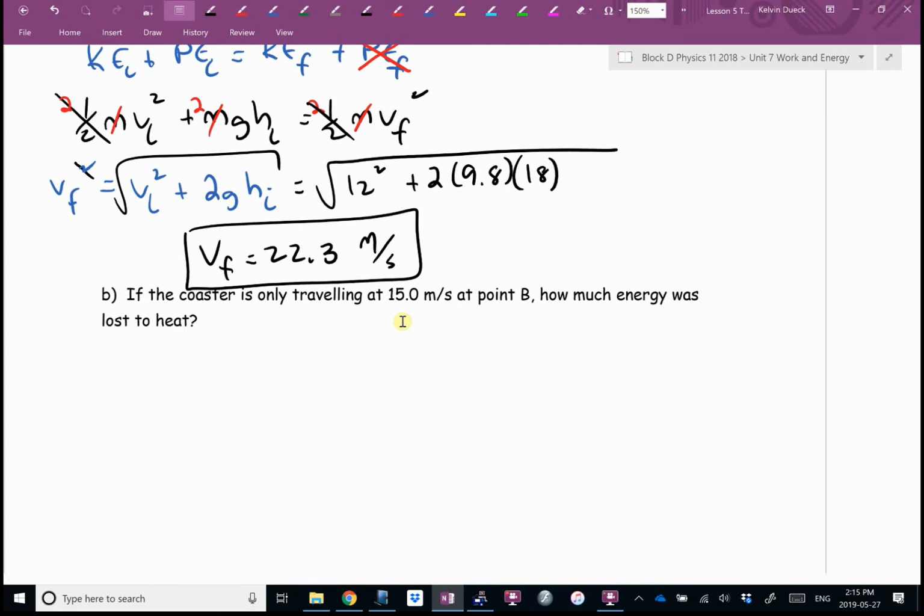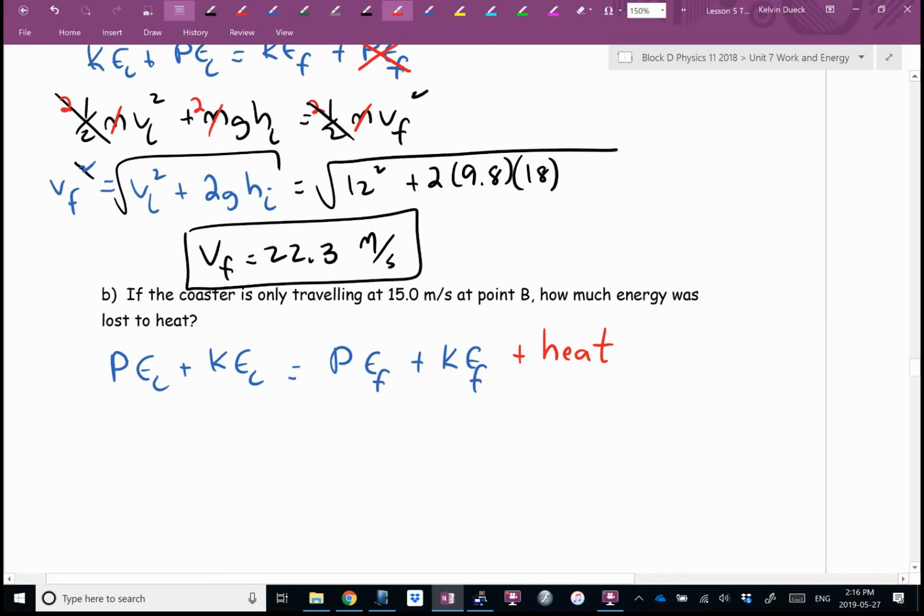So B says, if the coaster is only traveling 15 meters per second at point B, how much energy was lost to heat? We have to modify our conservation of energy equation. It still starts out as potential initial plus kinetic initial equals potential final plus kinetic final. But if the numbers don't balance, it's because whatever's left over went into heat. And I'll just write out the word heat, and I'll do it in red so it looks heat-ish. Looks hot.